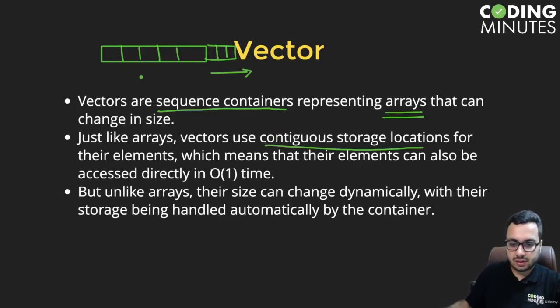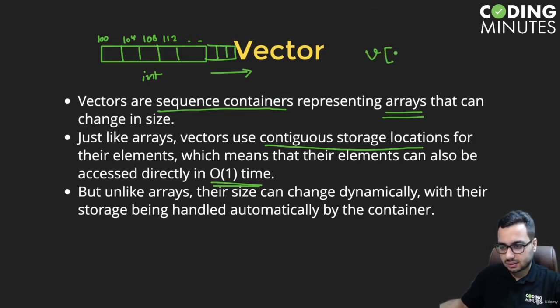If it is a vector of integers, and each integer takes 4 bytes, and the first box is at address 100, the next would be at 104, 108, 112, and so on. That means they occupy contiguous memory, and if this is the case, we can access each element in O(1) time. If I ask what is at the third index of this particular vector, 0, 1, 2, 3, you may ask, how do we reach this address?